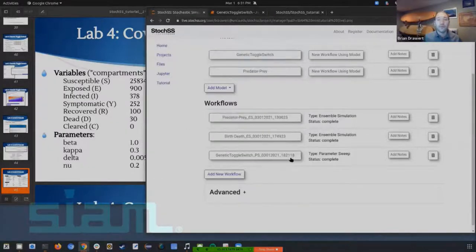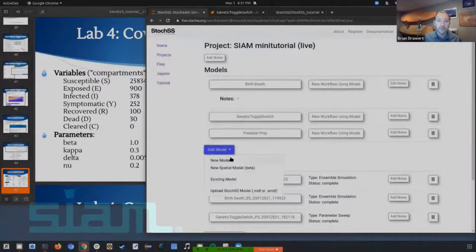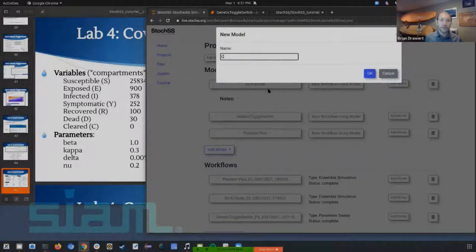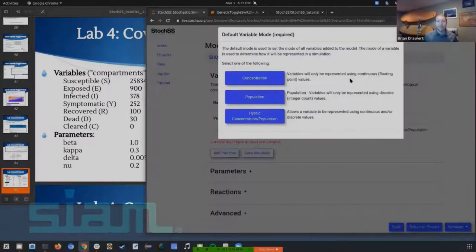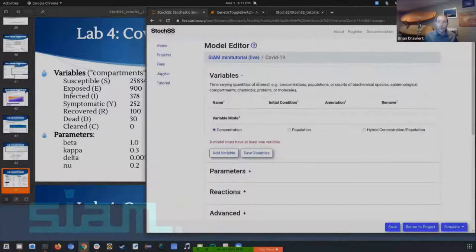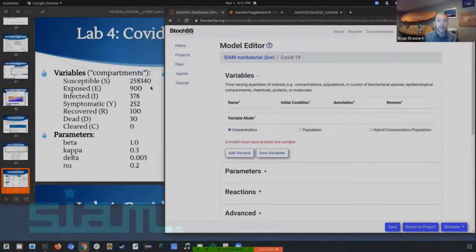Okay, so I'm gonna go ahead and go to new model. I'm gonna call this COVID-19. All right, we're gonna go with the concentration model, and we're gonna stick with the concentration model actually on this one. So let me make this slightly smaller so I can put this all on one page. These values here are actually the initial conditions, or whichever value we need for that particular compartment.